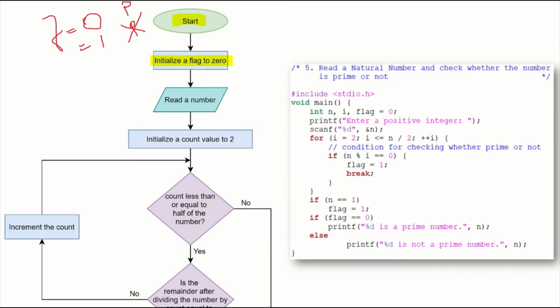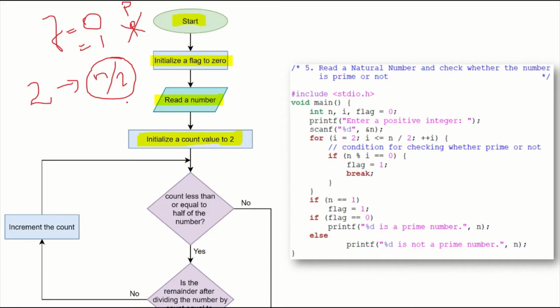And we are reading the number at this stage. We are reading the number, a natural number, for checking, and we are initializing a count value equal to 2. We are initializing the count to 2 because we need to check the number from 2 to n by 2, that is, 2 to the entered number by 2. We need to divide and check numbers from 2 to n by 2.